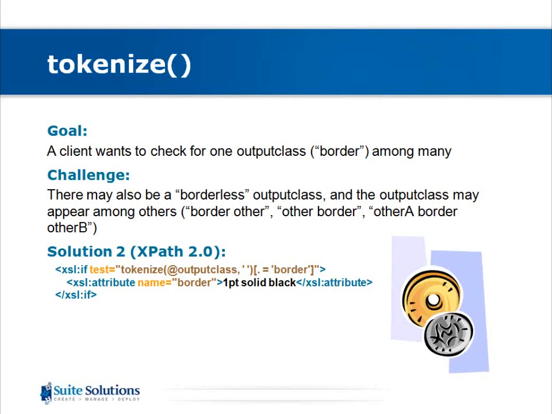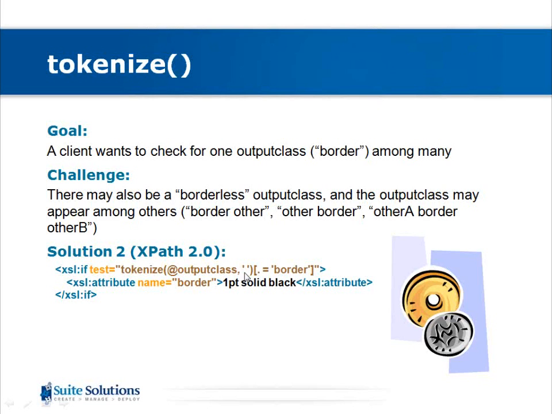Tokenize is a common concept in programming. You may be familiar with it from other languages. It essentially splits a string up into a number of smaller strings using a given character or characters as a delimiter, as something that is meant to divide between those strings. So what we do here in XPath 2.0, we can call the Tokenize method, passing in our entire output class attribute and indicating that we want to tokenize it with a space.